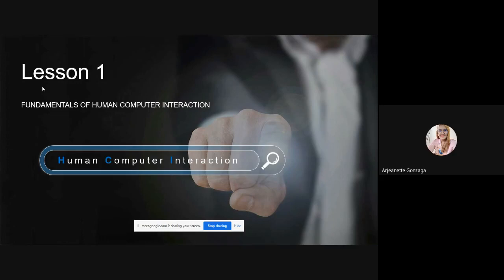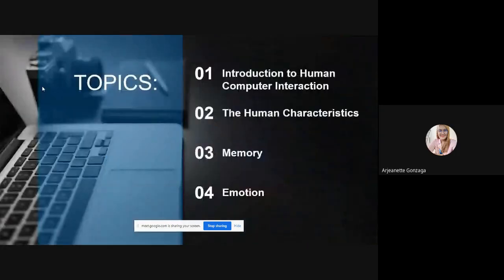So, our lesson 1 is the fundamentals of human-computer interaction. Under lesson 1, we have 4 topics. Number 1 is the introduction to human-computer interaction, the human-computer characteristics, the memory, and the emotion.